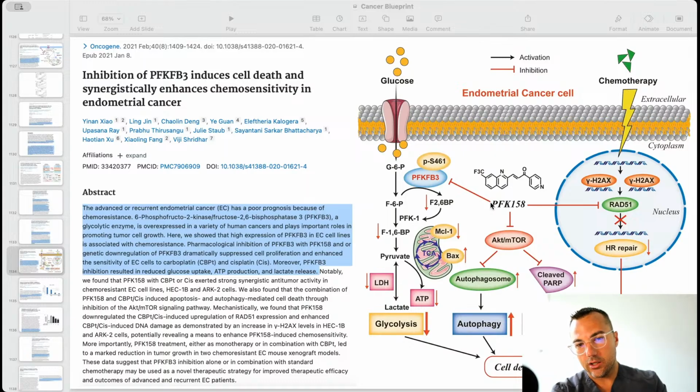And so what we're seeing here is that PFK158 is having multiple effects on the cell. Now, we're only looking at it in the last couple of papers looking at PFKFB3 inhibition, but it looks like it's also having effects on the AKT mTOR pathway, as well as maybe DNA repair. So that way it has multiple effects at lowering the amount of glycolysis happening, lowering the amount of ATP, lowering the amount of lactate to set up the tumor microenvironment, also upregulating autophagy and apoptosis within cancer cells, as well as increasing DNA damage because it's blocking some kind of DNA repair mechanism.